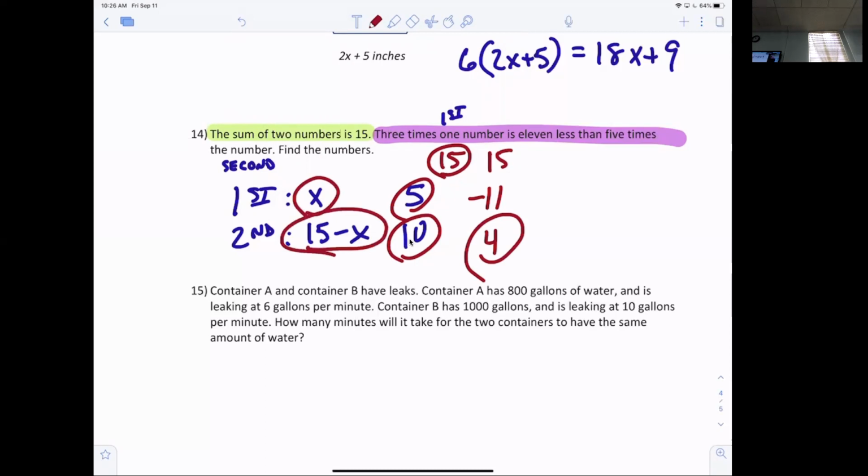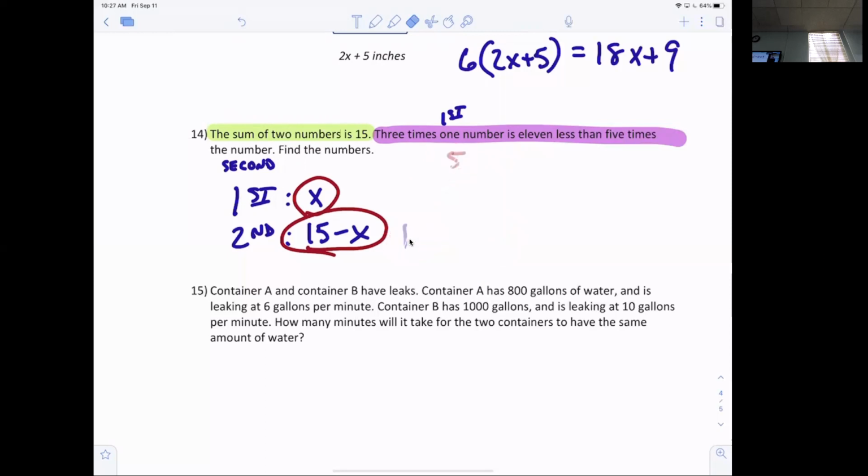Now, I need you to make yourself a mental note of that. I tried to show you how you would reason through it if you're not 100% sure. But that is a pretty standard question. If two numbers add up to 15, one is X, the other one is 15 minus X. All right, now we're going to incorporate the equation into the first and the second.